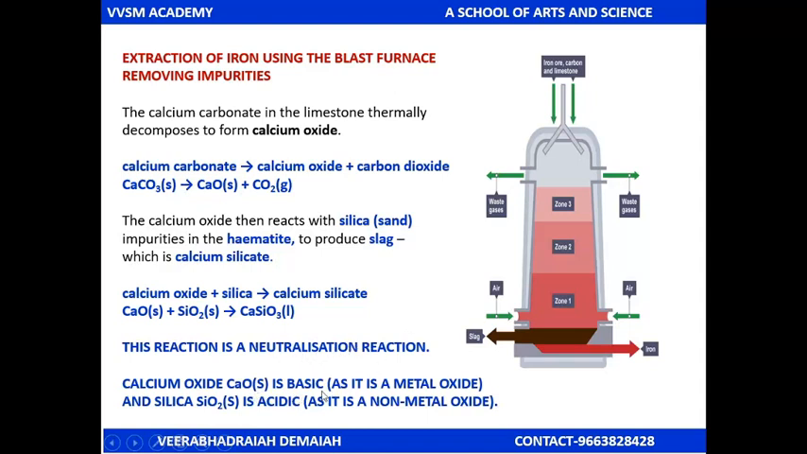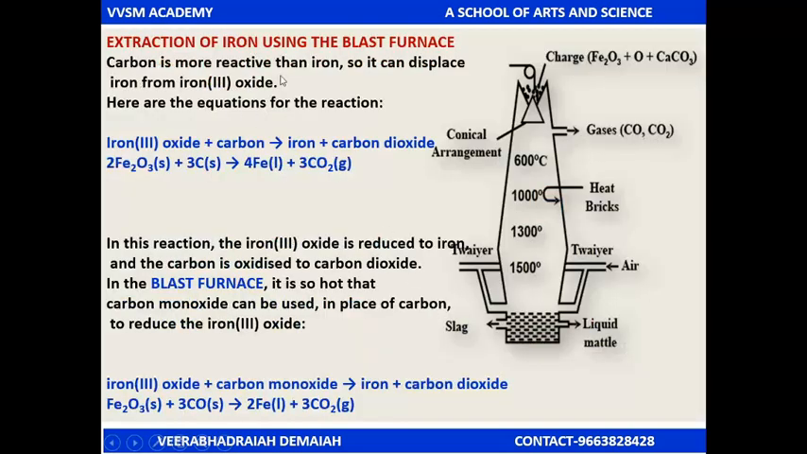Calcium oxide is basic as it is a metal oxide, and silica, SiO2 solid, is acidic in nature as it is a non-metal oxide. Well friends, carbon is more reactive than iron, so it can displace iron from iron(III) oxide. Here are the equations. Iron(III) oxide reacts with carbon to give iron and carbon dioxide. Fe2O3 is converted into iron, molten iron here. In this reaction, iron(III) oxide is reduced to iron and the carbon is oxidized to carbon dioxide.